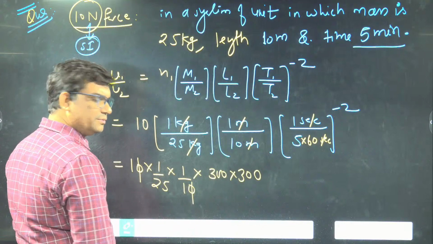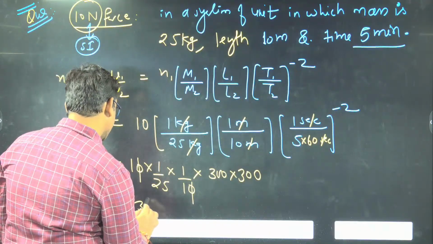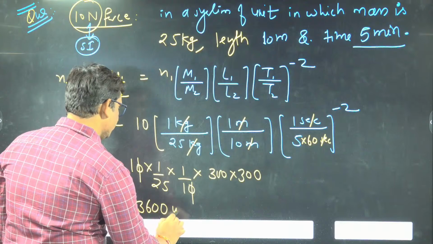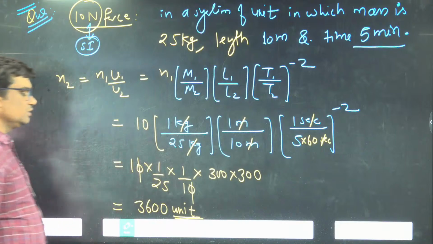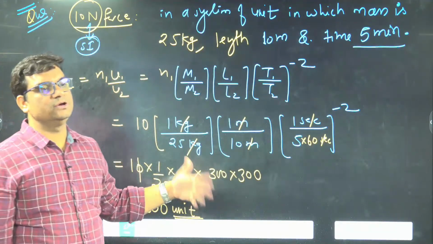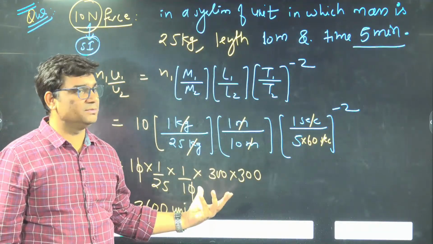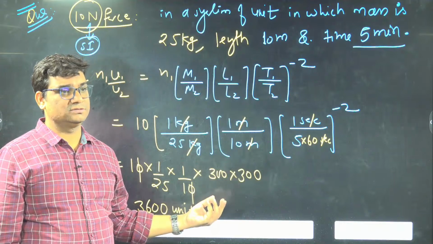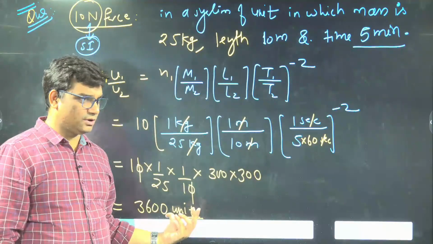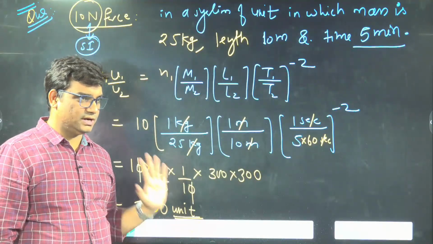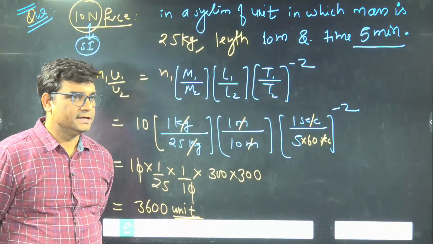And what will be the answer now? The answer becomes 3600. And here we will use the word unit. I cannot write Newton or something, just unit, because we don't know. Here you can give some name in this system. You can give your own name here: 3600 unit. Clear? This question.